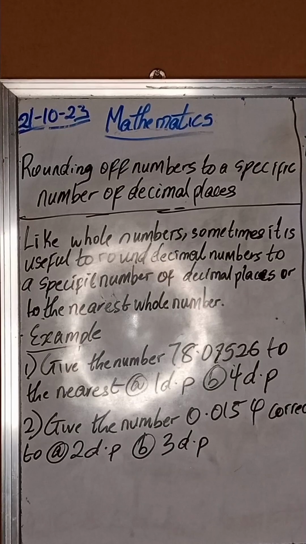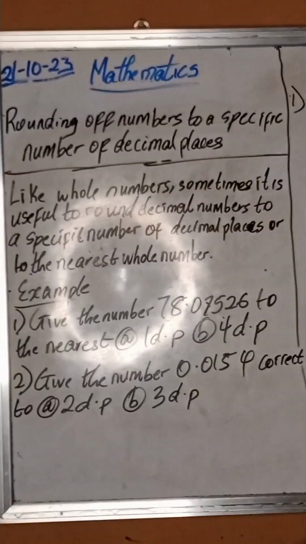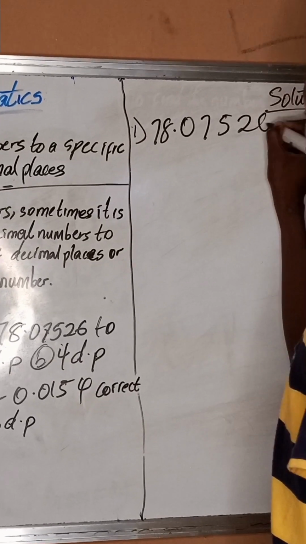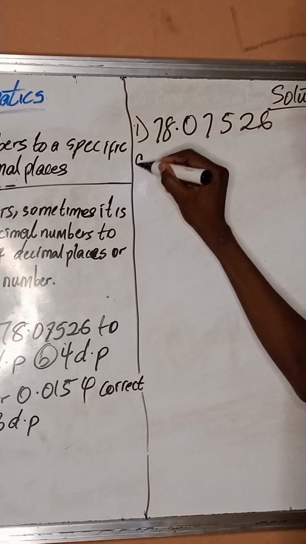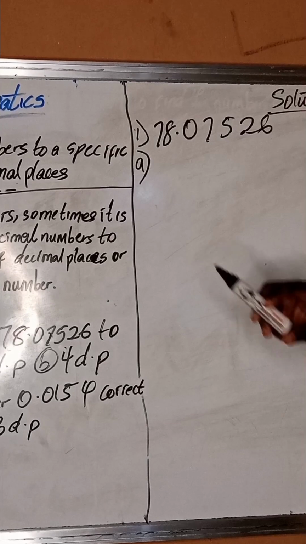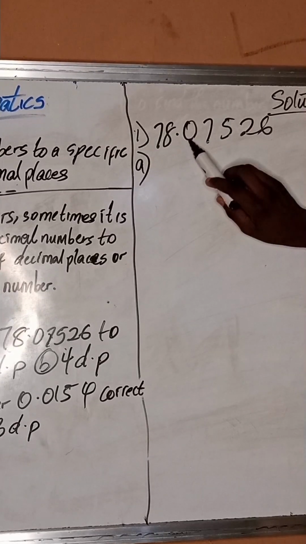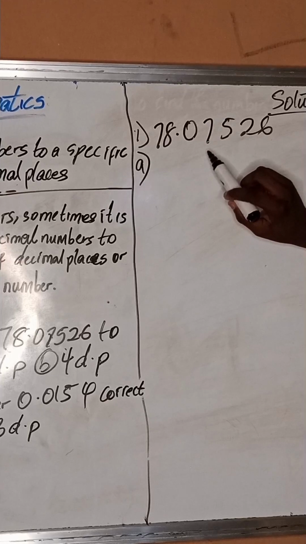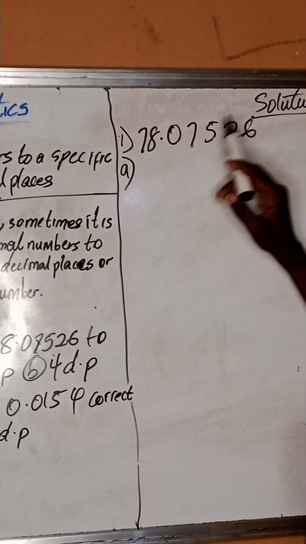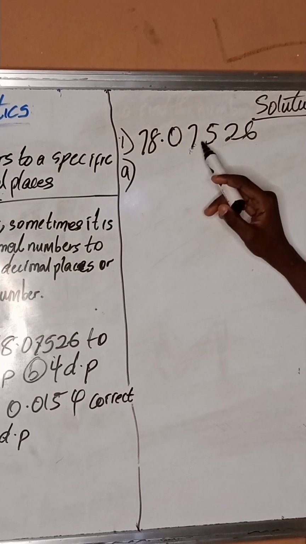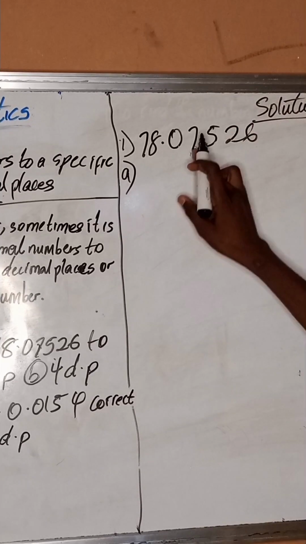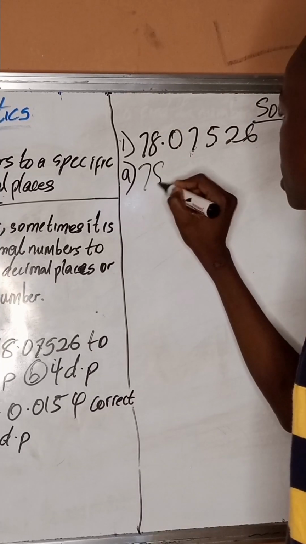So let's take these examples. Give the number 78.07526 to 1 decimal place. Of 07526, which one is the first decimal place here? The first decimal place is 0. We've done the first step. Number 2, the second step is to look at the right of the number and see the decider. The decider is 7. Is 7 more than 5 or less than 5? It's more than 5. So you round the number up. So that would be 78.1.